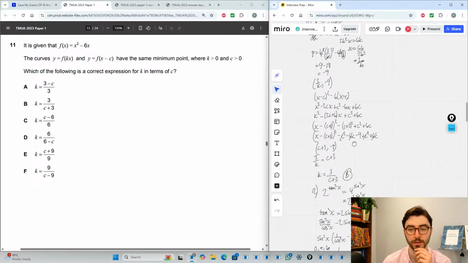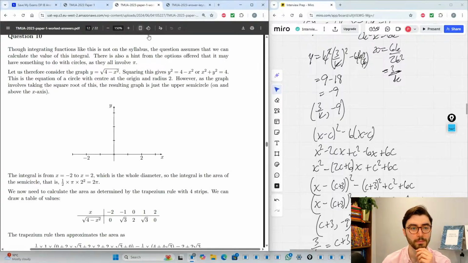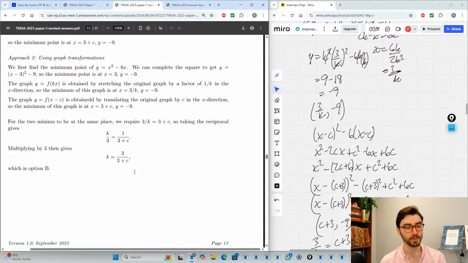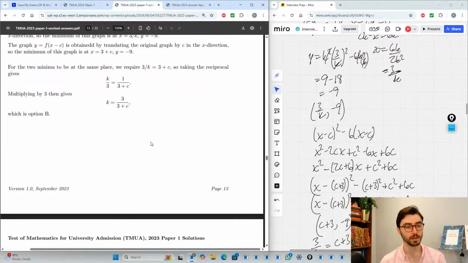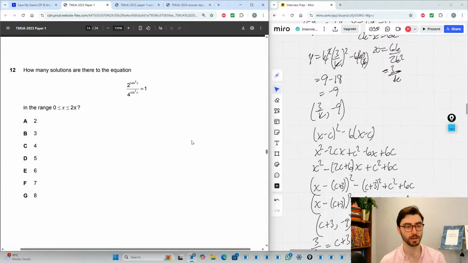Where is 11? But I imagine I did a very similar thing to what they did. Oh no, they even found the y's. So yeah, same thing. And I think that was okay.